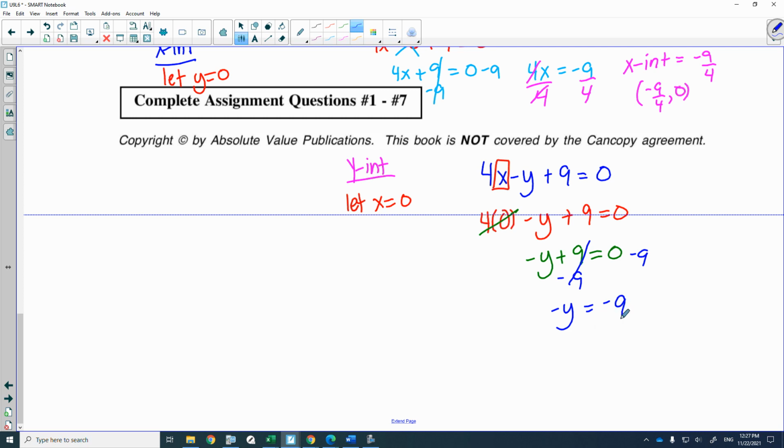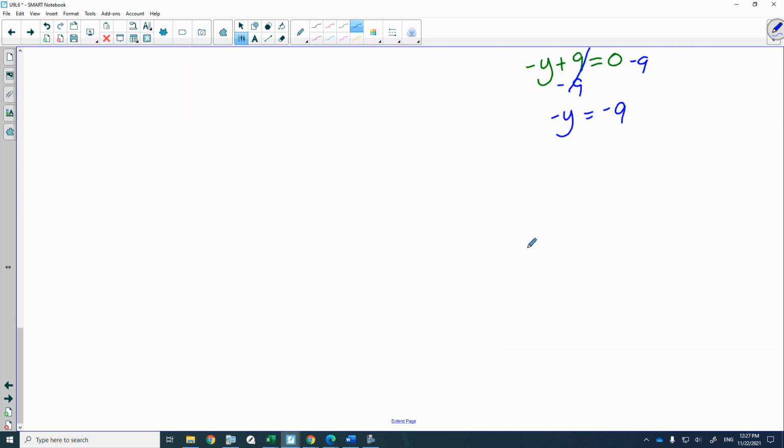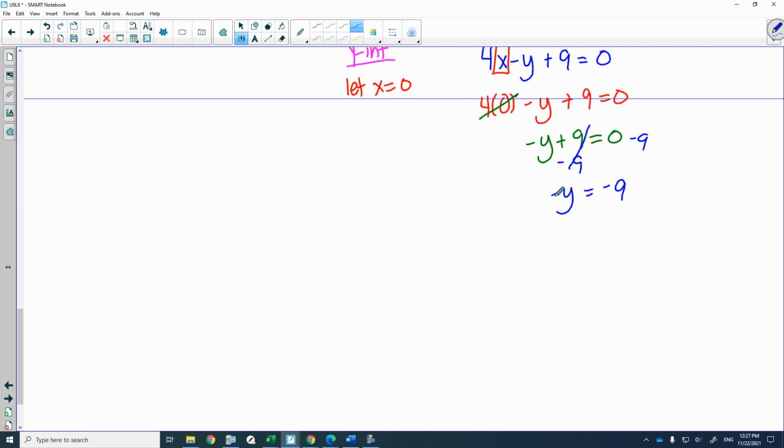Why is this not the y-intercept? What's wrong with it? Yeah, can't be negative. So what is that negative? Like, what is that? It's a negative 1. Yeah, that's an invisible negative 1. So to get rid of it, because you need always to isolate y, divide that by negative 1, divide that by negative 1. Y is equal to 9. So that would have been the point.